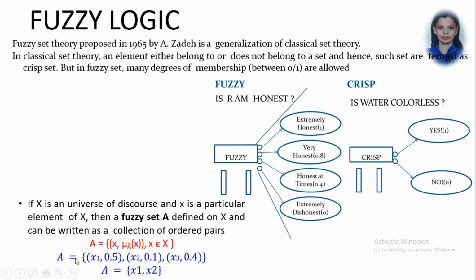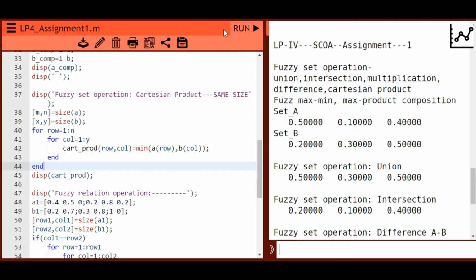Here a fuzzy set is represented as a pair of two elements, that is the name of the element and the degree of membership, meaning how much percentage it is giving to that particular set. Let's solve some of these operations on the fuzzy set. Let's start coding in MATLAB.